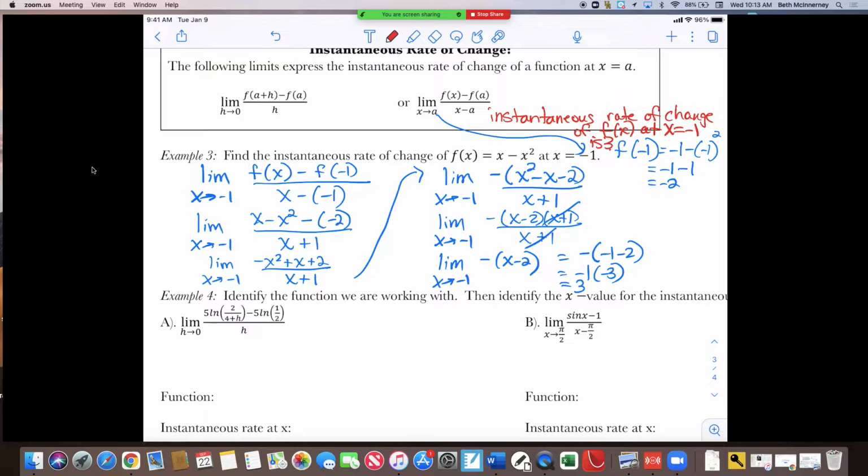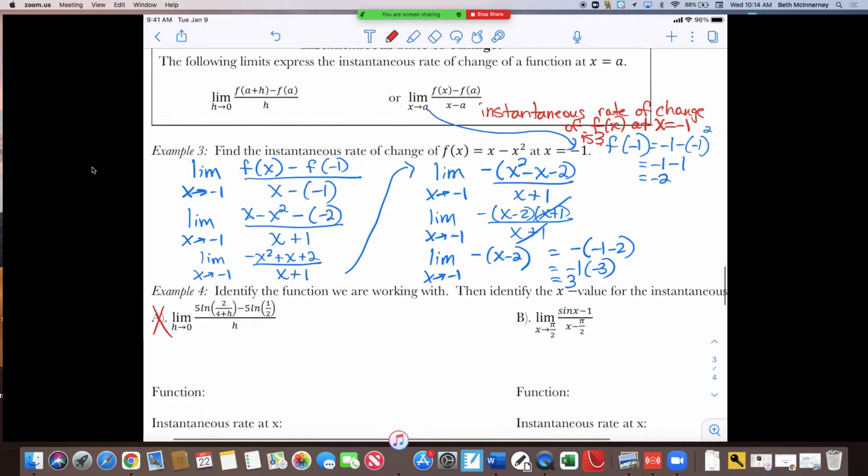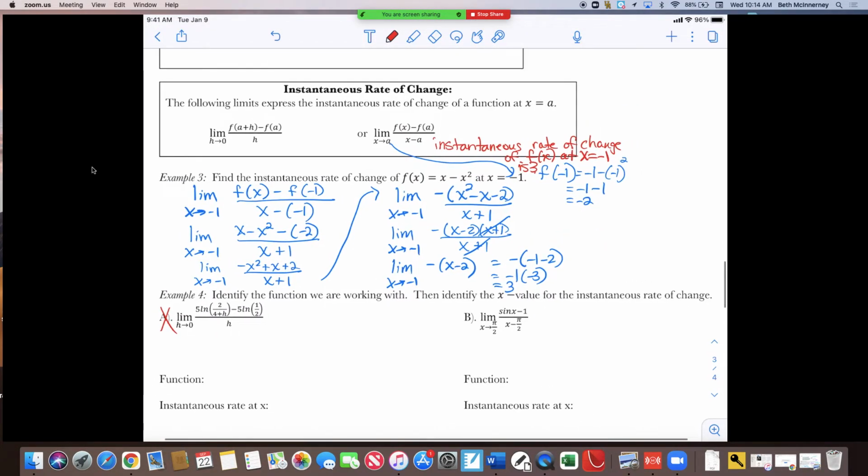All right, we're going to skip letter A in example 4. If you're really advanced, go ahead and try it, and I'll write out the answer in a little bit. But in the last period, for our first go-around, it was much too difficult of a problem to start with. So we're going to look at letter B, and I want you to look above at the instantaneous rate of change box.